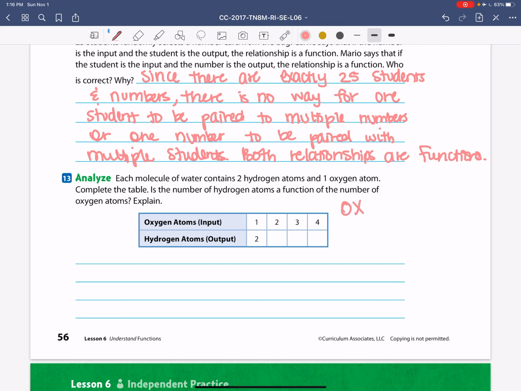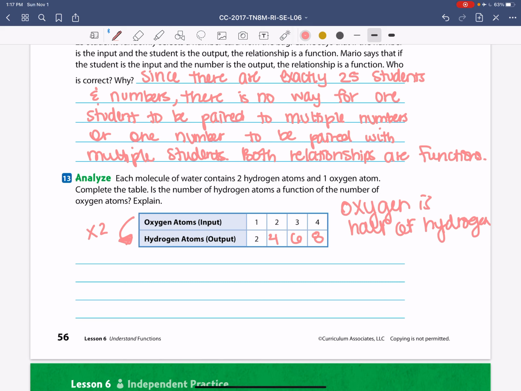So oxygen is half of hydrogen. So this means to get from oxygen to hydrogen, you just multiply by 2. So 1 times 2 is 2, 2 times 2 is 4, 3 times 2 is 6, and 4 times 2 is 8. So is this a function? So yes, it will be.